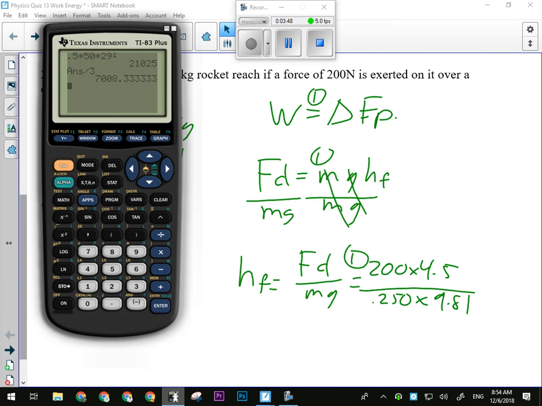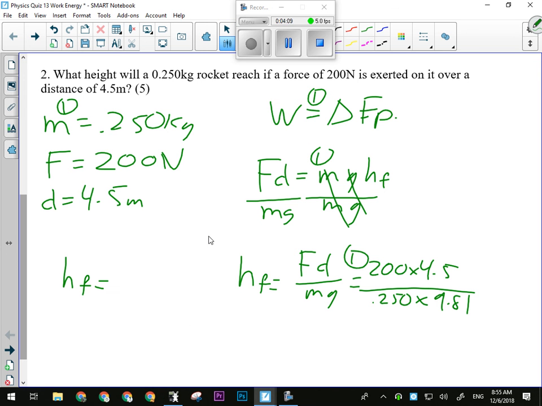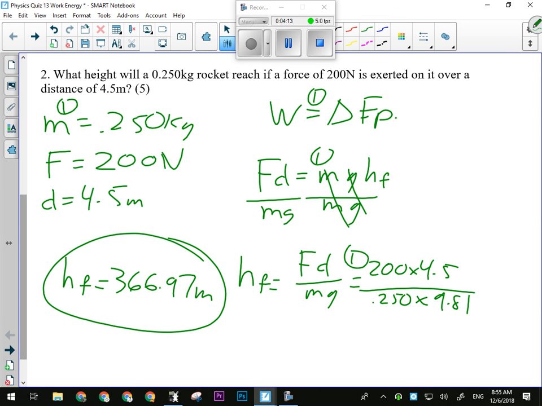Our final height: 200 times 4.5, that's 900, divided by, in brackets, 0.250 times 9.81. So we're looking at a maximum height here of 366.97 meters. If they rounded it to 367 meters, that's fine.